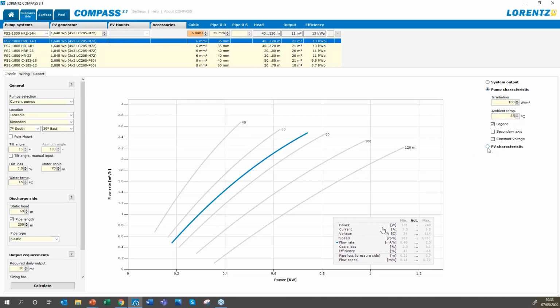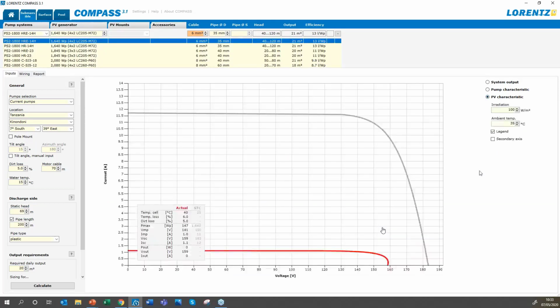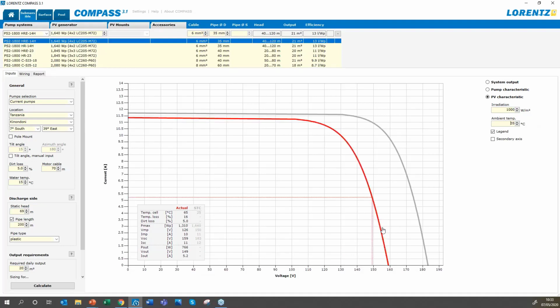The next tab we can look at here, of course, is the PV characteristic. So we can look at what our PV generator gives us with different configurations. And again, if you look at what's being done here, and this is why you really need software to do this, this is calculating out temperature losses.